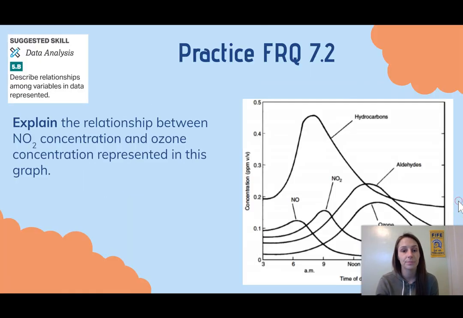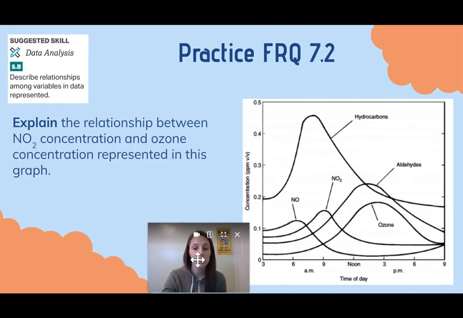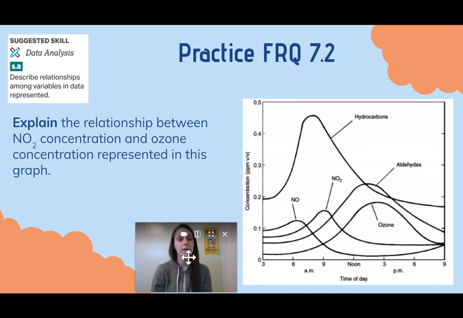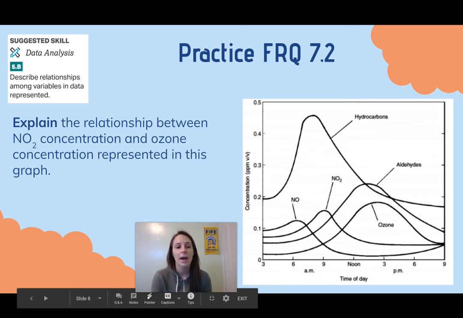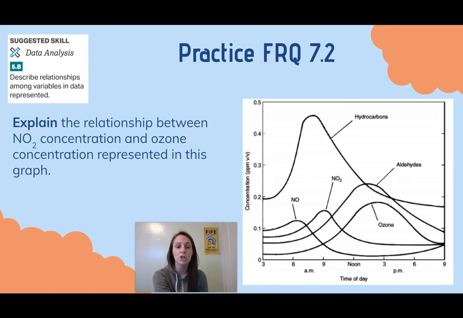All right, so this is going to be your practice FRQ for 7.2, where you're going to practice the suggested skill of describing the relationships among variables and data represented. I want you to look at this graph here. That's going to show you a few different levels of air pollutants. And I want you to explain the relationship between nitrogen dioxide concentrations and ozone concentrations represented in this graph.